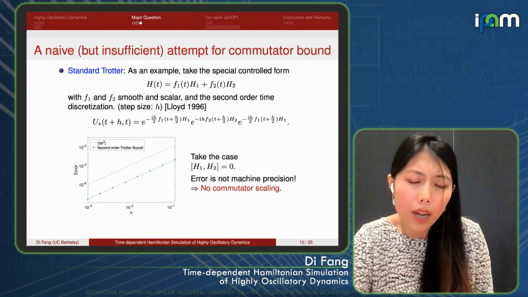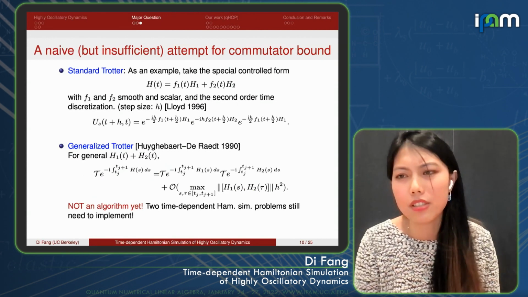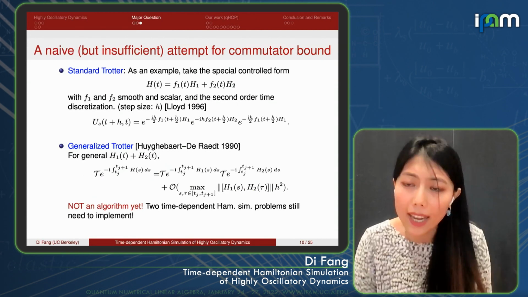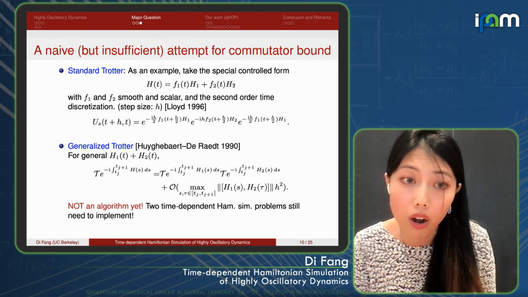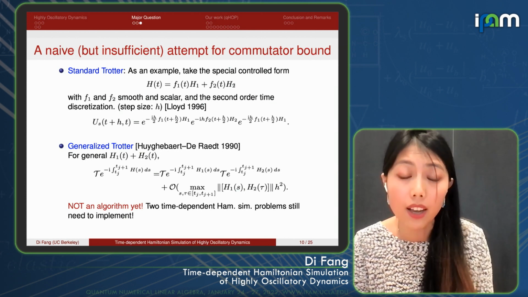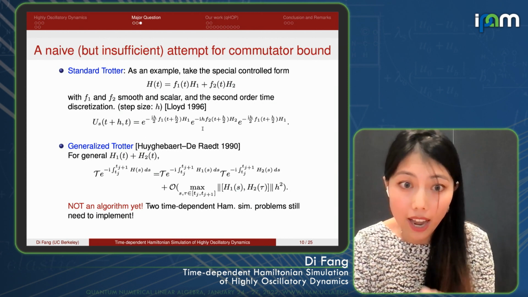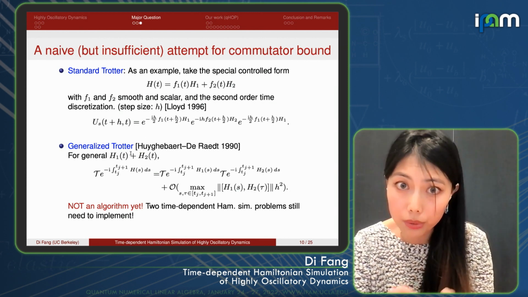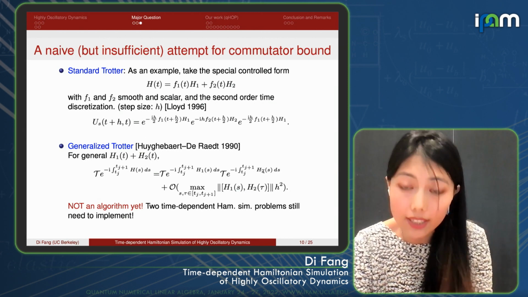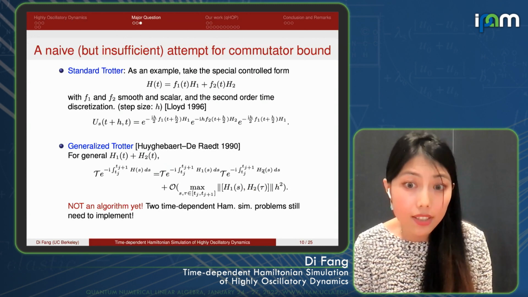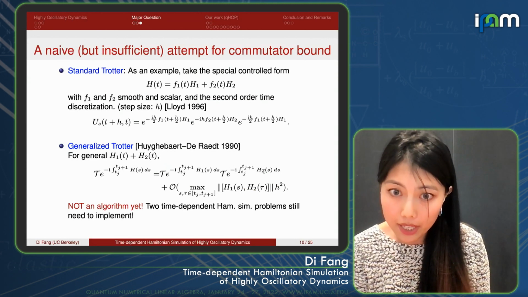Now you may wonder, if I can generalize this Trotter in the time-dependent world, then maybe I can get a commutator bound. These are the so-called generalized Trotter algorithm, generalized Trotter formula. In this case, the idea is really similar to the standard Trotter. You want to do H1 and then you want to do H2. Yes, you indeed return this commutator scaling.